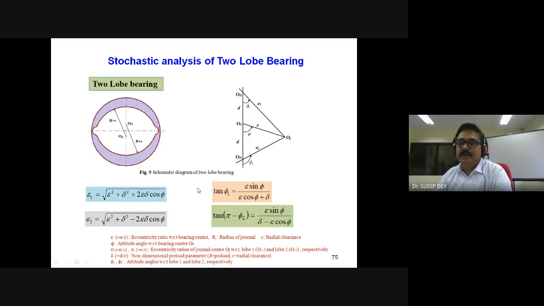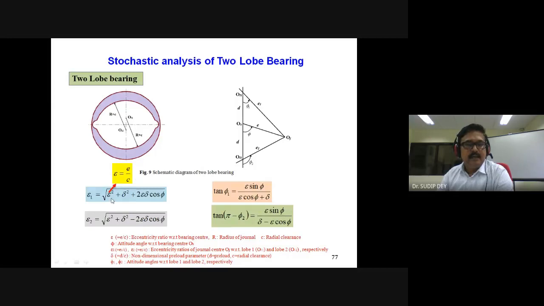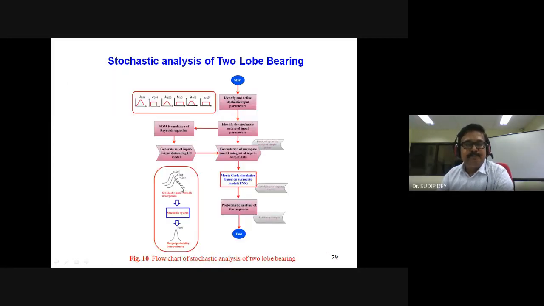Based on that, we need to frame the geometry, and after that, we need to see the characteristics over this envelope. If we consider the uncertainty in the input parameters, how the output parameter or quantity of interest, say like the load bearing capacity, will change. That we can look into. Like epsilon 1, which is e1 by c, epsilon is e by c, delta is d by c.